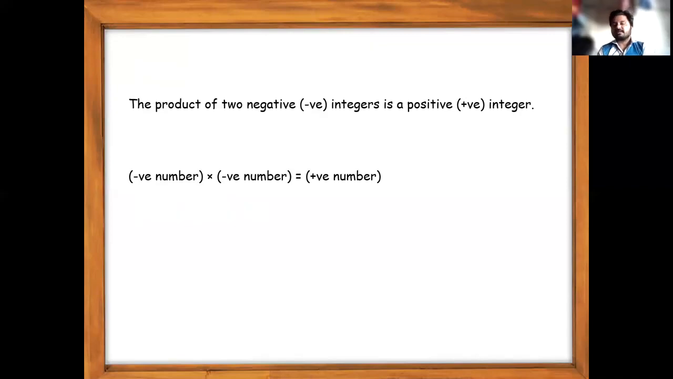I hope till this much you all are clear. So till now what we have seen, that whenever you multiply a positive number with a negative number, you will get a negative number. Or whenever you multiply a negative number with a positive number, you will get your final answer as a negative number. Then we saw whenever we multiply positive integers, the product of both the positive integers would give you a positive integer. And then we saw that whenever we multiply a negative number with a negative number, we get a positive number.